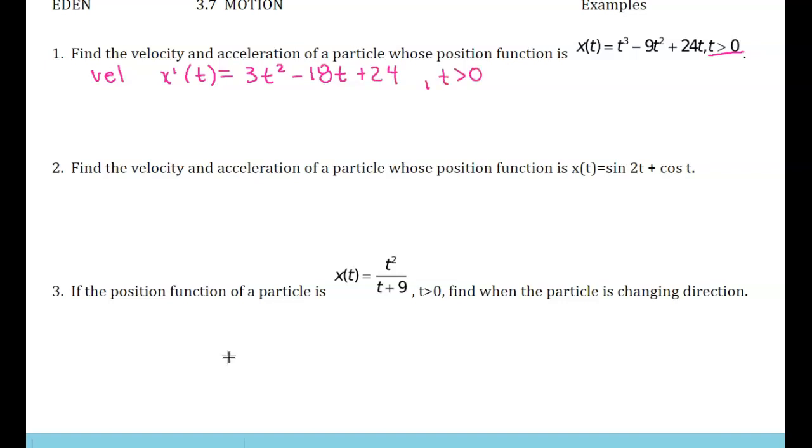We just want you to get used to the relationships. Acceleration is our second derivative. These shouldn't be super tricky to do. Okay.